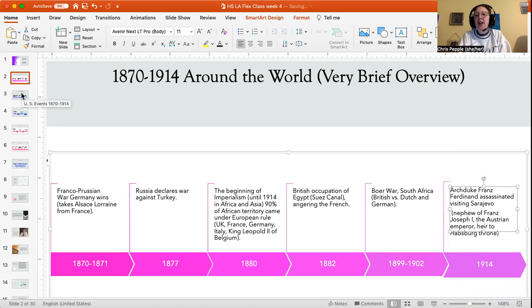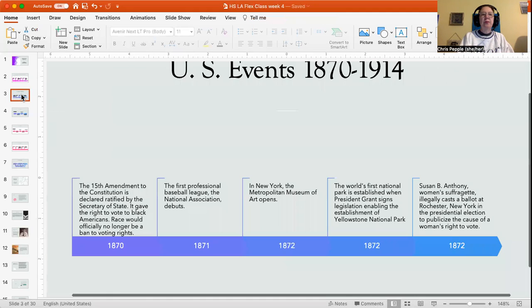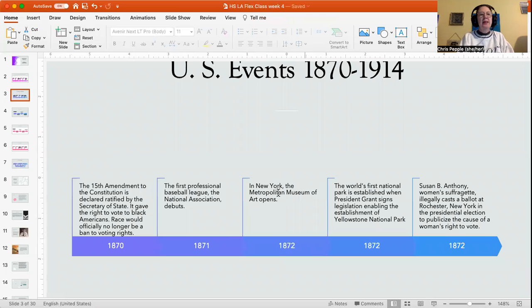So we have a lot of tensions going on everywhere in the world. It's a competition for land. It's a competition for power. It's a competition for resources. Who can control the world's resources? So, for the United States, I put us in parts of it.